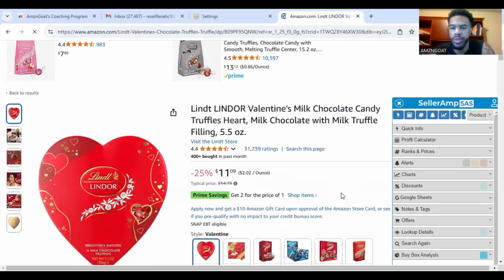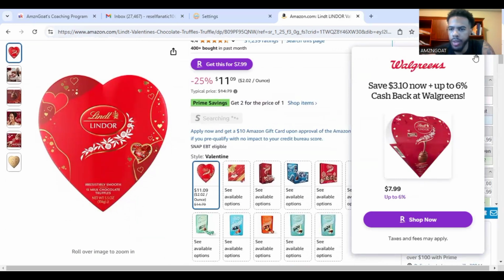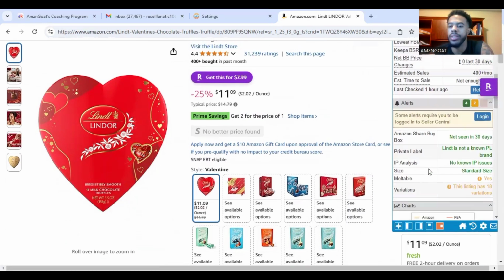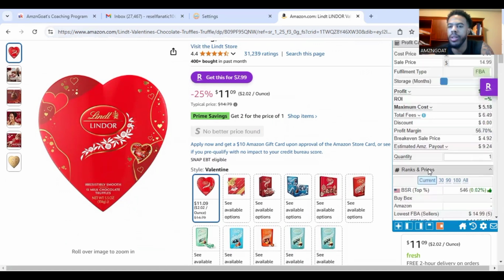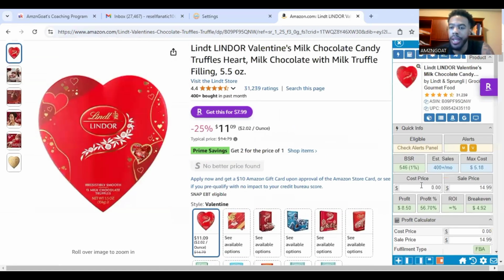All right, well, we're just gonna use this one for example. All right, cool. See, Walgreens has the same product for $7.99. All right, so now we have our seller amp settings in there, which is perfect. Now, once we plug in a cost price, this cost price is literally the price that you will pay for a product that's sitting on a different website other than Amazon.